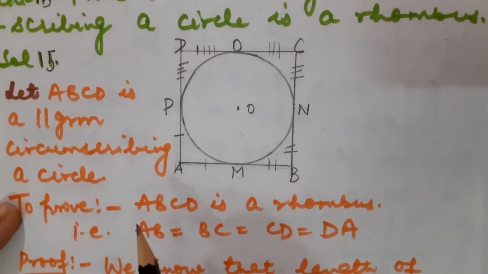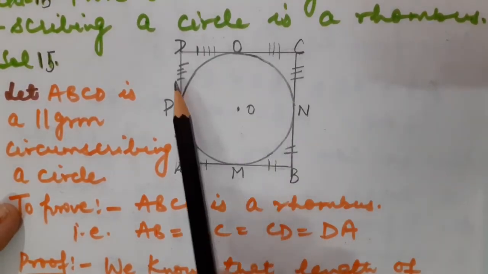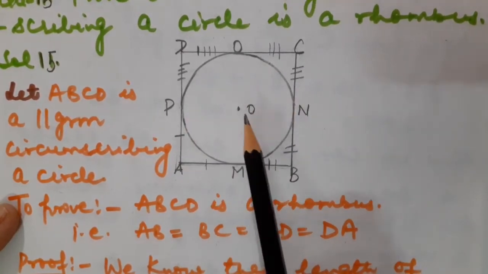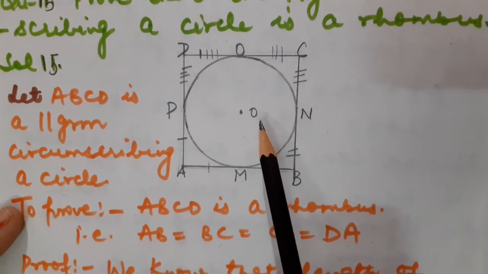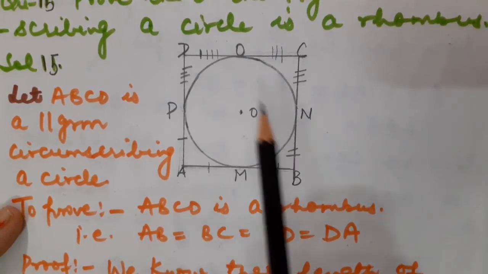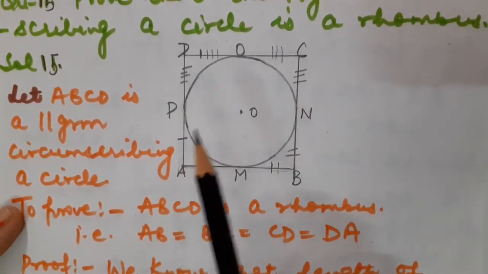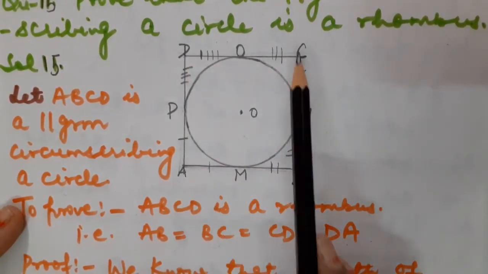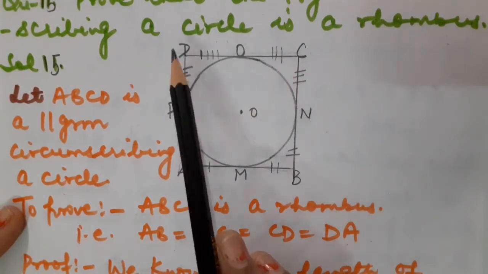So children, here you can see that ABCD is the parallelogram which is circumscribing a circle with center point O. What is the condition of a parallelogram? Parallelogram is that quadrilateral whose opposite sides are equal. Means AB is equal to CD and BC is equal to AD.